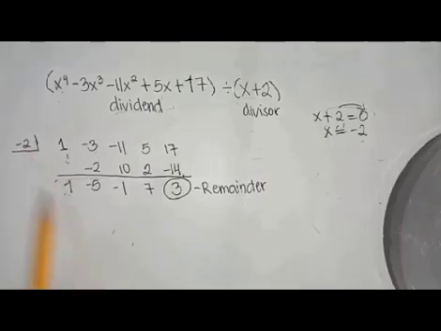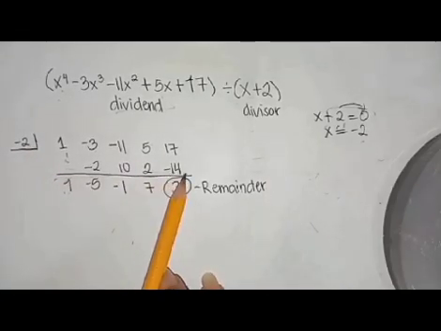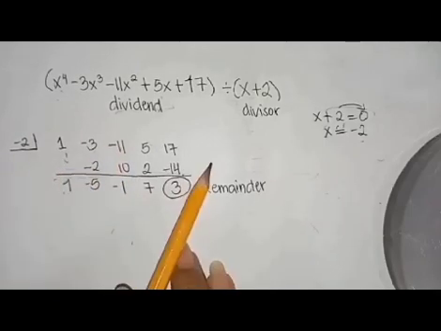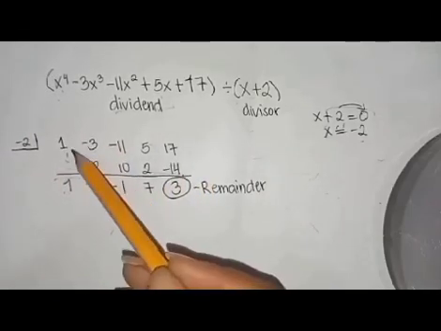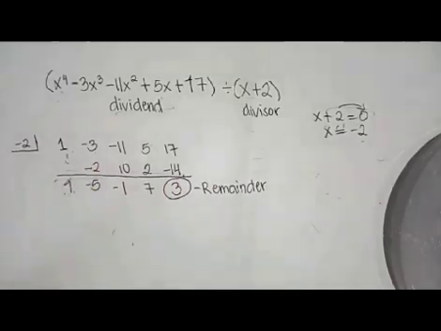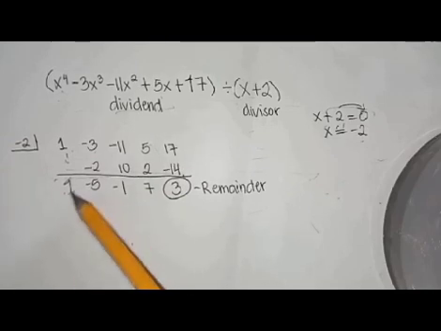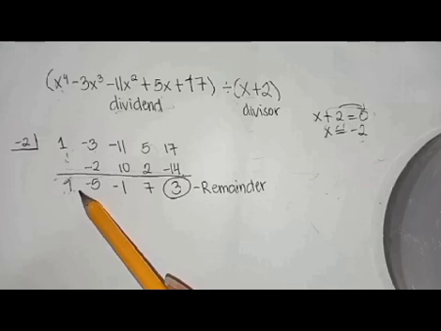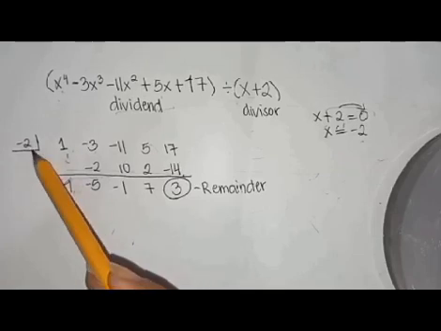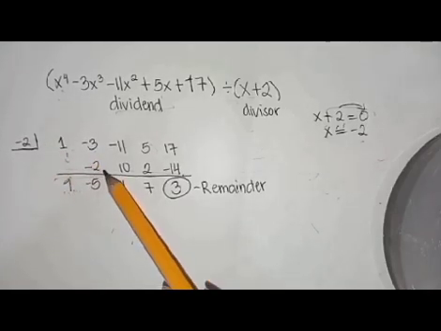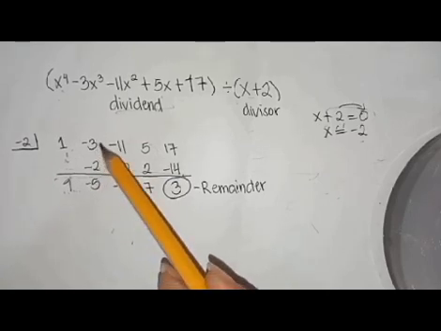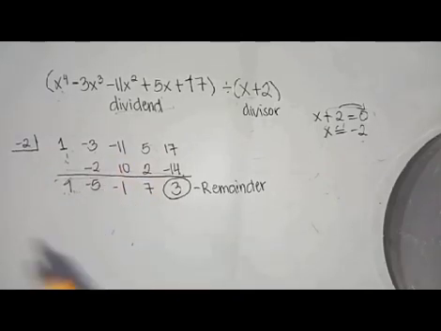So what will happen is draw a line. Then we get these numbers. The first step is to drop the numbers, so drop the first coefficient, which is 1. Next, this number must be multiplied by negative 2, and 1 times negative 2 is equal to negative 2. Then add them. Negative 2 plus negative 3 equals negative 5.